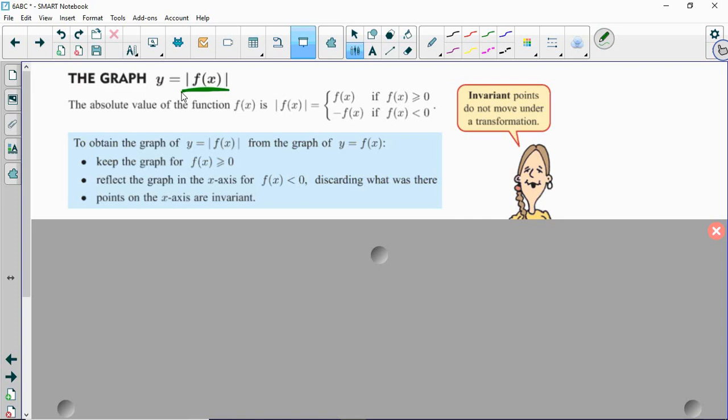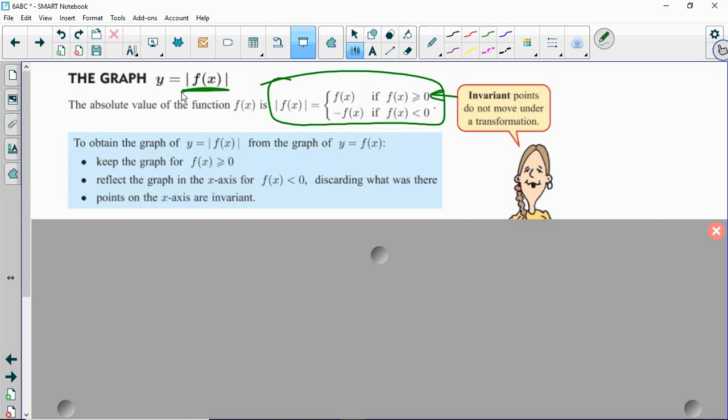We could think about it using one of the algebraic definitions here. It's going to be the exact same as the original function whenever that original function had a y value greater than or equal to 0. And it'll just be the opposite of it otherwise. In other words, we're going to take any negative y values and just reflect them over the x-axis.